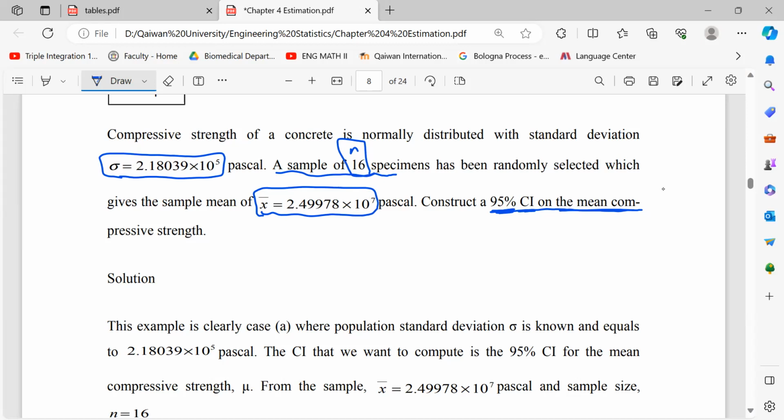If the variance is given, it's the first case; if it's not given, it's one of the other two cases. Now, the standard deviation is given. From the standard deviation, we can get the variance. So the variance is given. As the variance is given, it's the first case. And now, n is given, which is 16. Sigma is given.